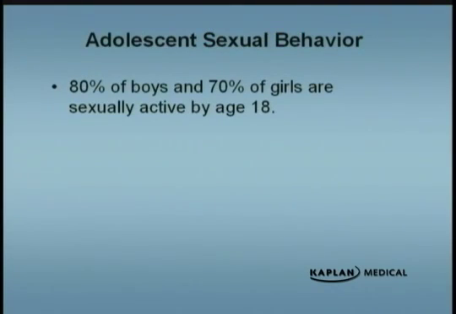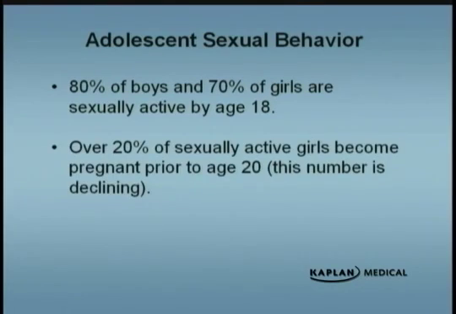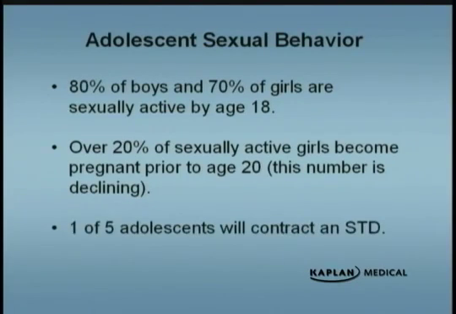Talk about adolescent sexual behavior. Roughly, giving you round numbers here again, 80% of boys and 70% of girls are sexually active by age 18. Notice a few more boys, but there's a lot of sexual activity in girls as well. I'll also add for you that a recently completed survey says 95% of Americans have sex prior to marriage. The notion of waiting until marriage to have sex is certainly non-normative in the United States. Over 20% of sexually active girls become pregnant prior to age 20. This number is, of course, declining, and thankfully so.